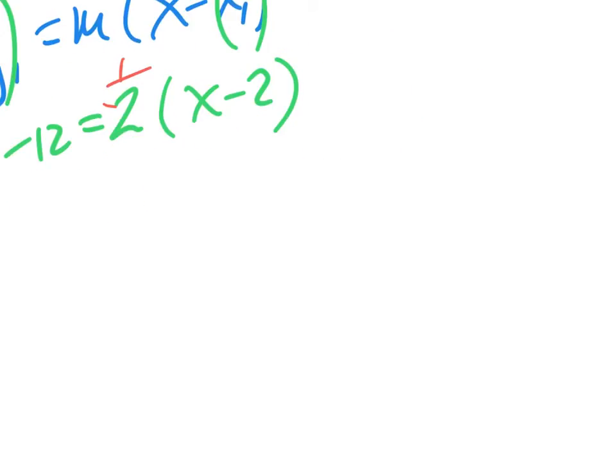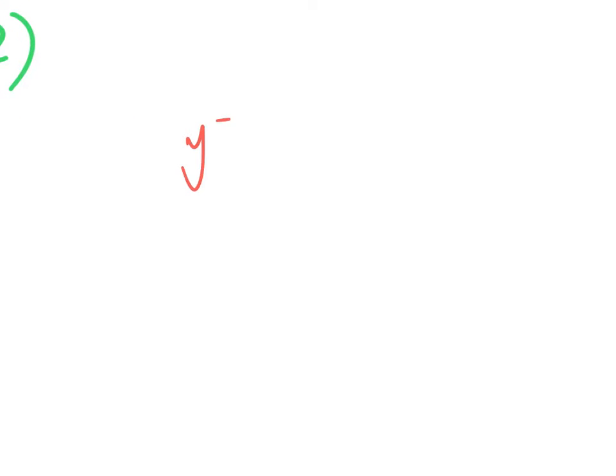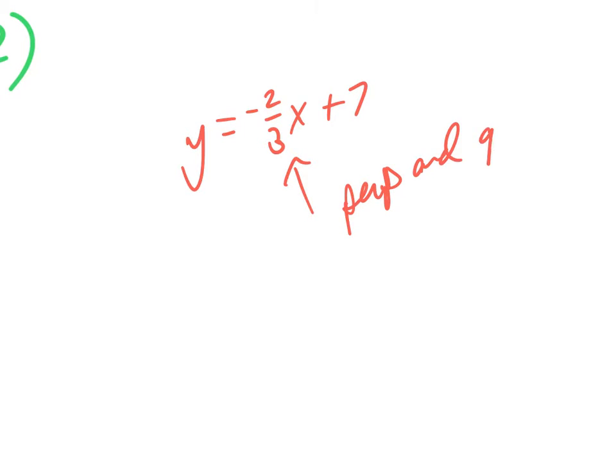All right. So imagine for a moment this is your question. y equals negative 2/3 x plus 7. And I want this line to go through the origin and be perpendicular to this. Perpendicular and goes through the origin.